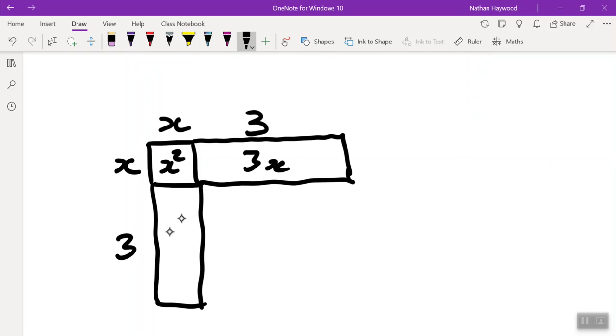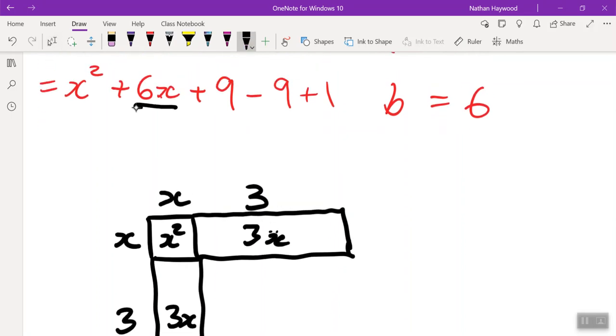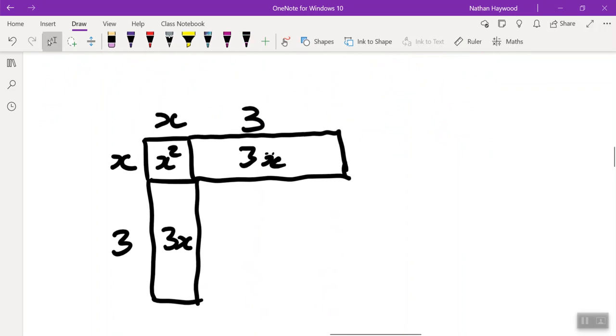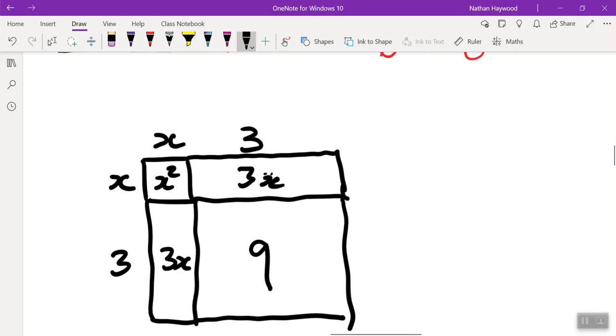I'm going to do the same thing over here, and we also have 3x. Adding them together, what are they? 6x. So we have x squared, 6x. Are you ready? 3 times 3. What's the area in here? 9. I completed the square. It's now a square.